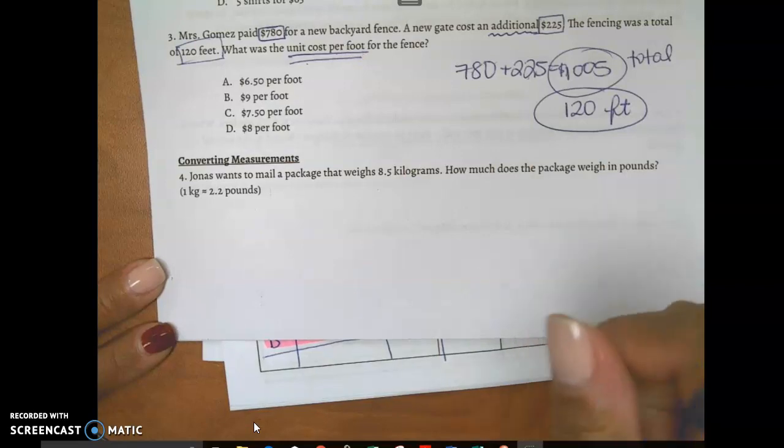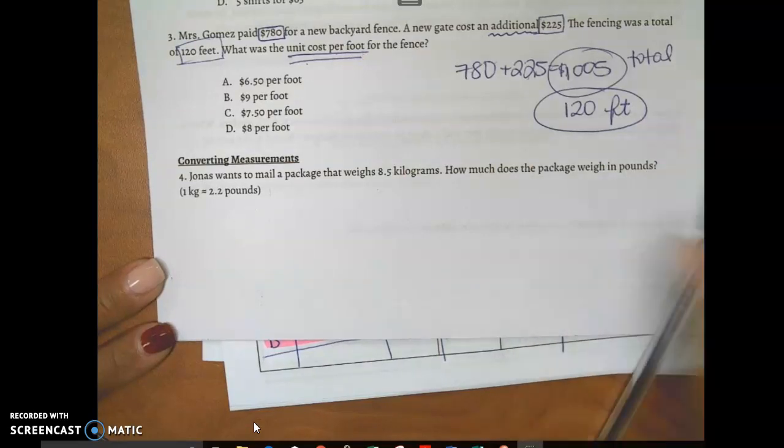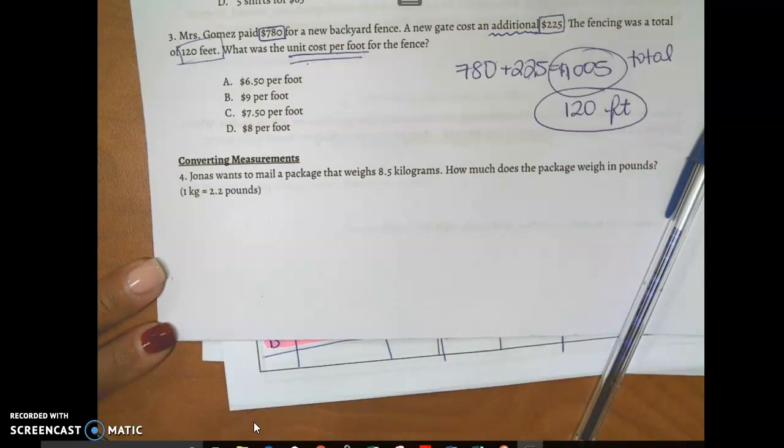Blake Melton, please report to the car rider line. Blake Melton.